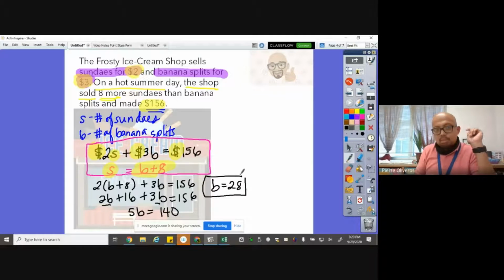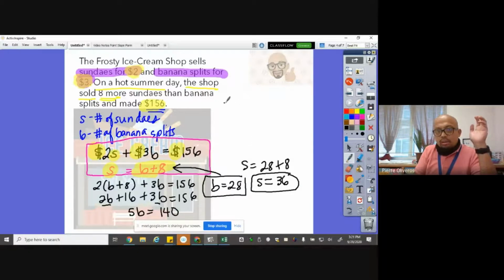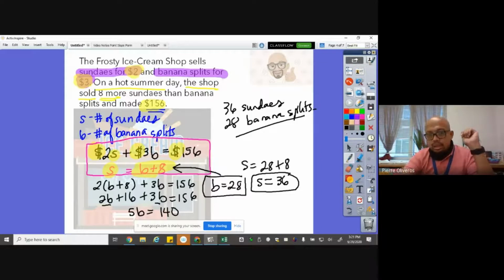The number of banana splits sold is 28. And then if you plug in 28 to the B here, that will give us S equal to 28 plus 8. S is going to be 36. All right. So therefore, there were 36 sundaes and 28 banana splits. Okay, there you have it. Let's go to the next one.